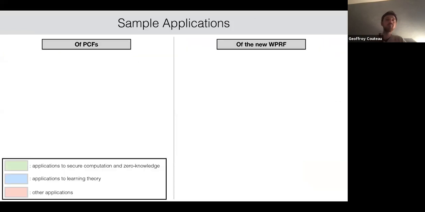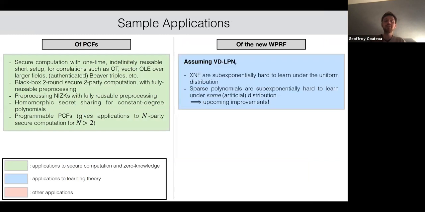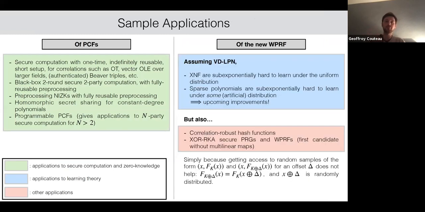Okay. Yeah, and I'm basically done. So there is a big list of applications of everything I told you. With this variable density LPN, we get a pseudorandom correlation function that gives us secure computation with very nice features. One-time indefinitely reusable short setup, where you do a one-time interaction, and then anytime you need one new OT correlation between you and the other party, you can just stretch it using this pseudorandom correlation function, with a simple cost independent of everything else, and for as many times as you want.